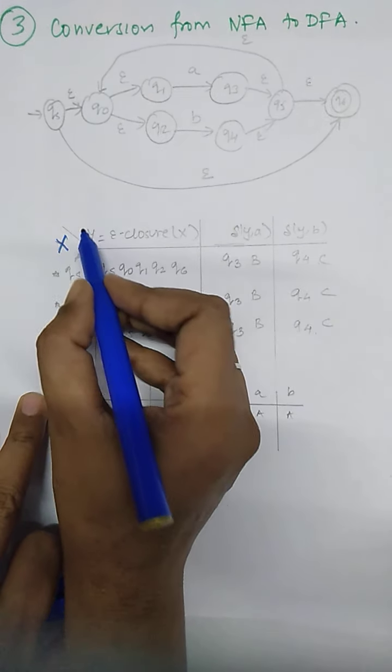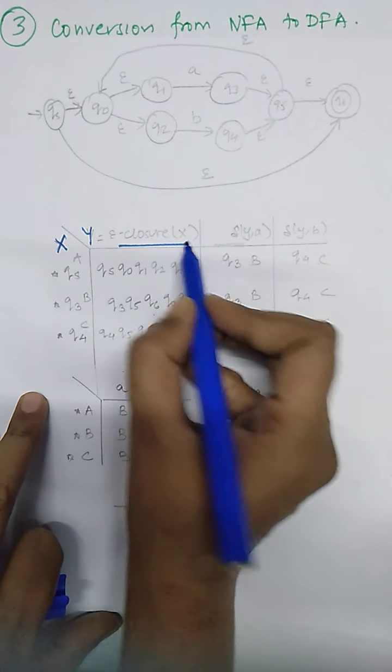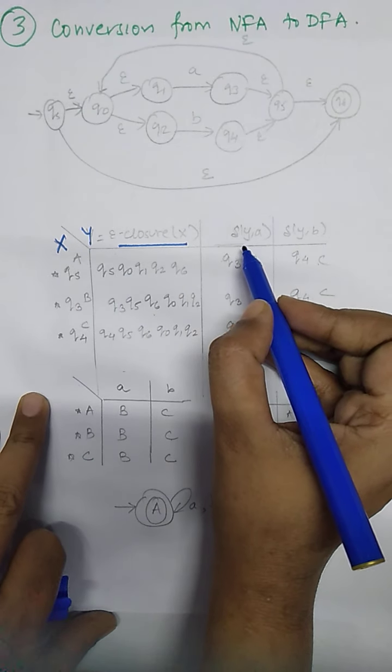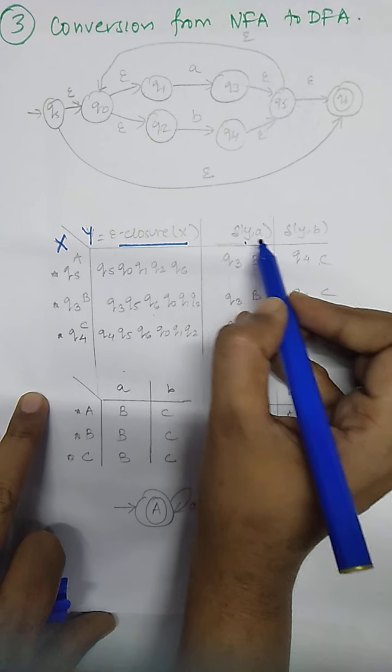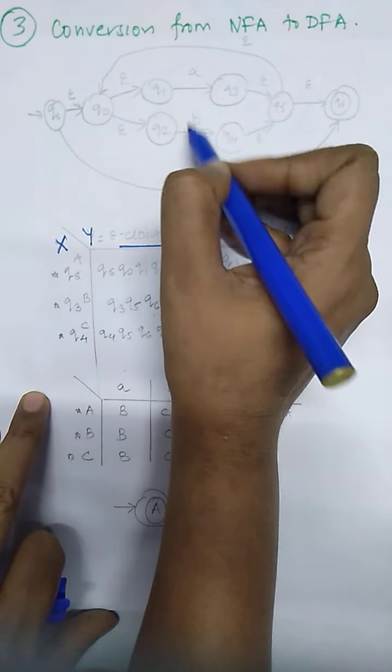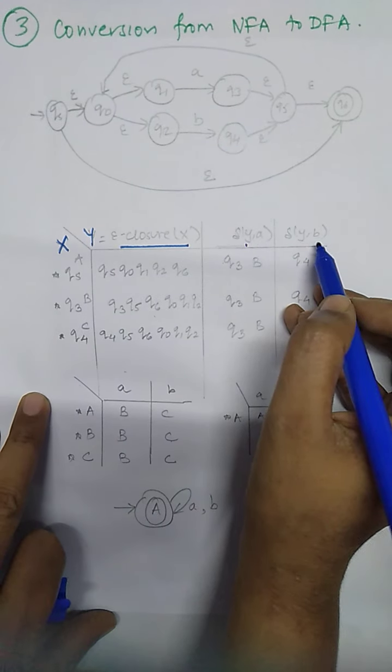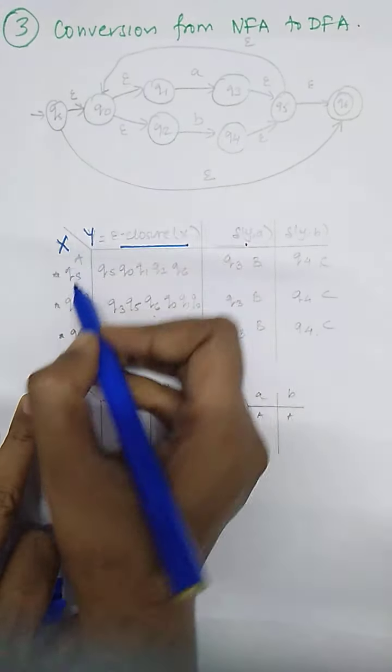Here we are having X, here we are having Y. Y is the epsilon closure of X. Then what do we have to consider? We have to consider the transition of Y, that is the epsilon closure, with the input symbols. The input symbols are A and B. So with A and B, we will start with the initial state, that is QS.